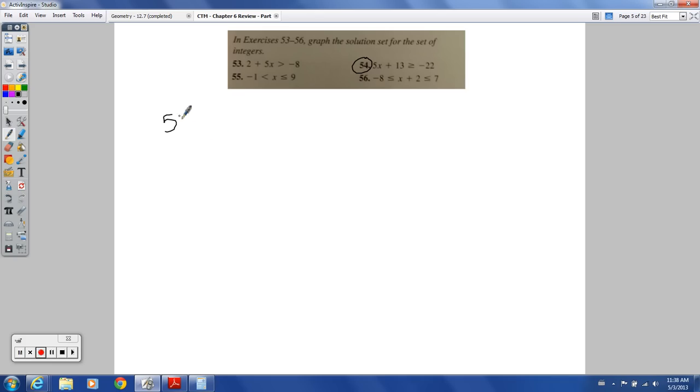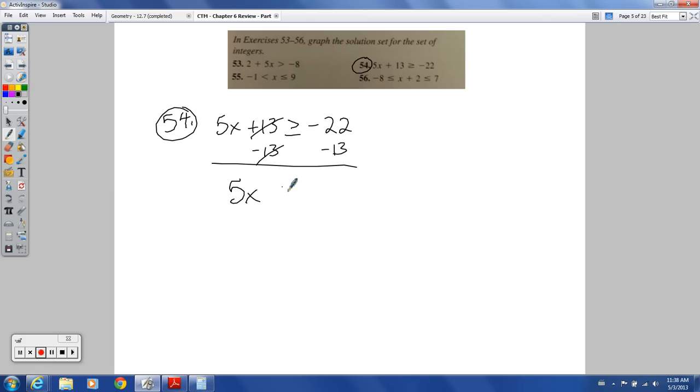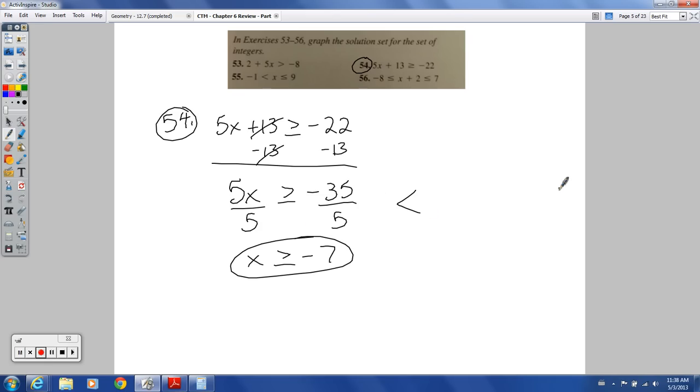So we have 54, 5x plus 13 is greater than or equal to negative 22. I would subtract 13 from both sides, trying to get x by itself. That would leave me with this. Divide by 5, which would leave me with x is greater than or equal to negative 7. So not my final answer there.